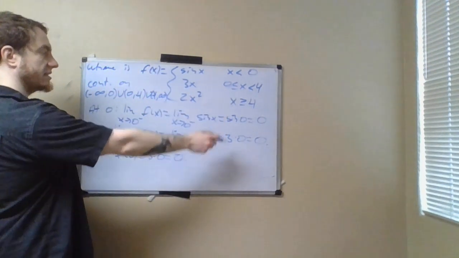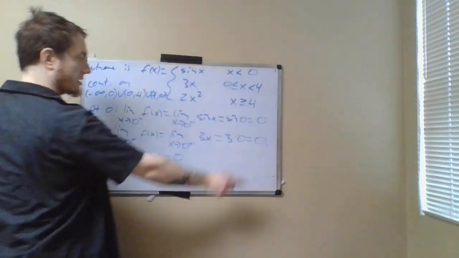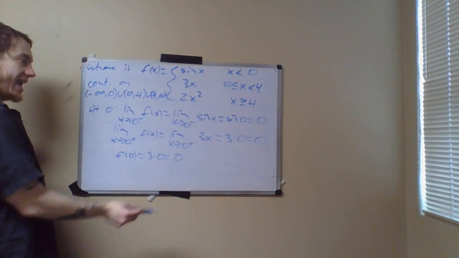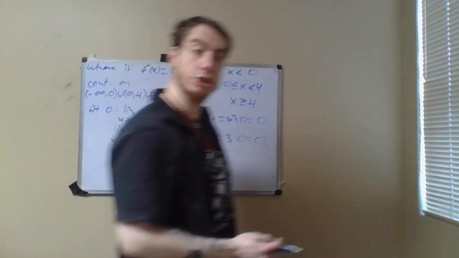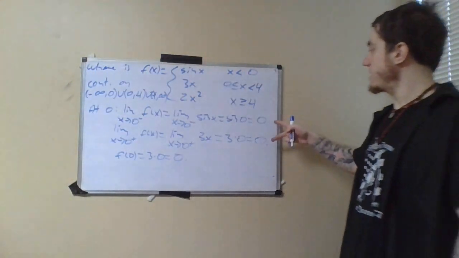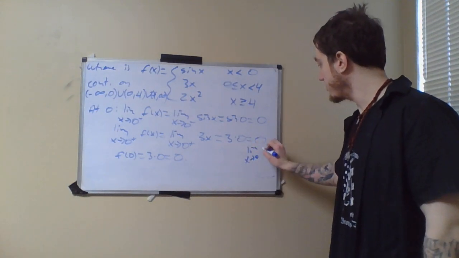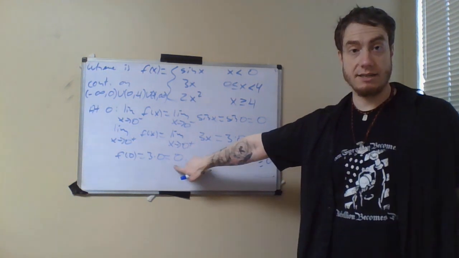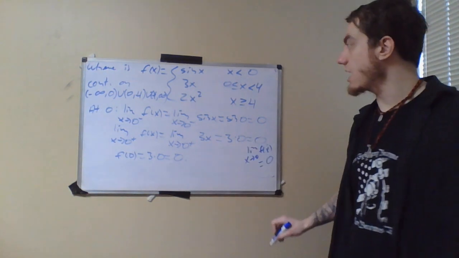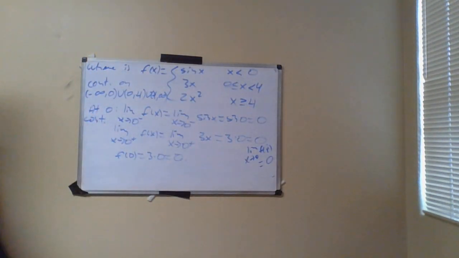So all of these exist, and they are the same number. Therefore, the limit exists because the left and the right-hand limits exist, and they agree. And it's equal to the function at that point. So because the limit exists, the limit as x approaches 0 of f of x is equal to 0. It exists, and it's equal to the function there. Therefore, we are continuous at 0.